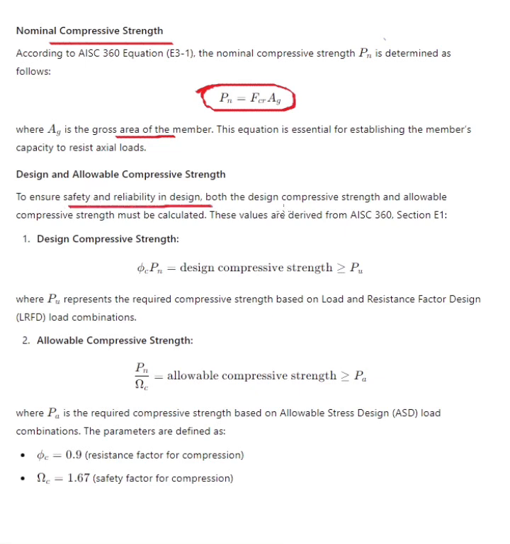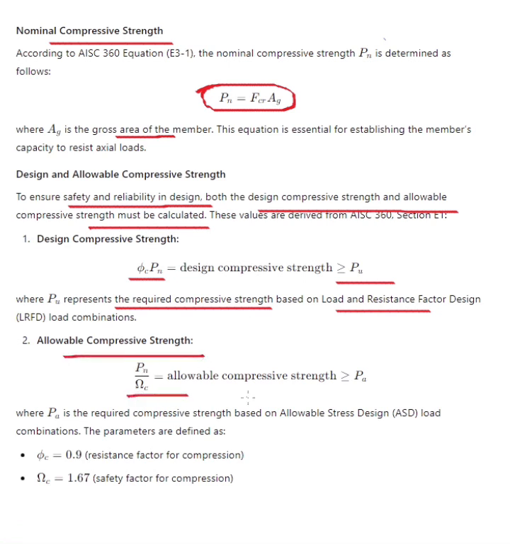Design and allowable compressive strength. To ensure safety and reliability in the design, both design compressive strength and allowable compressive strength must be calculated. Design compressive strength we can say is phi c times Pn. It should be greater than or equal to Pu, the ultimate load, in load and resistance factor design. Pu represents the required compressive strength. Allowable strength is Pn divided by the safety factor.